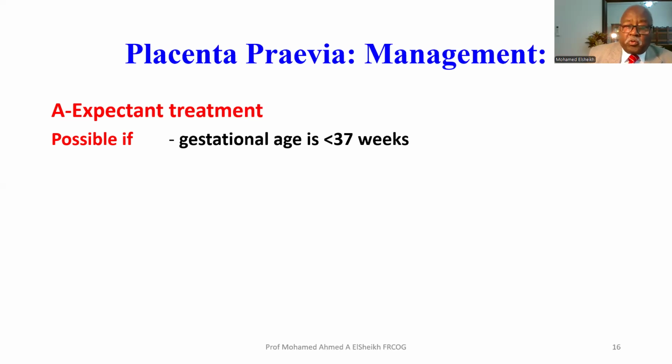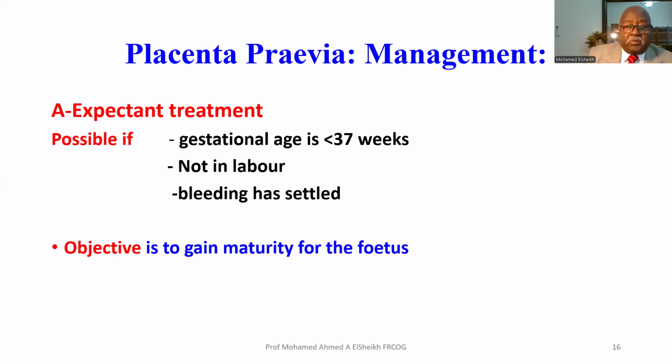So it is possible if the gestational age is less than 37 weeks. If it is 37 weeks or more, there is no place for expectant management. We just go for the active management. It's possible if she is not in labor. She may come to you before 37 weeks, but in labor. It is possible if bleeding has settled. And the objective of it is to gain maturity for the fetus. So a little bleed that has stopped, pregnancy before 37 weeks, not in labor, start with the expectant treatment.